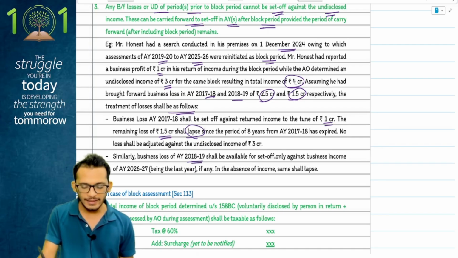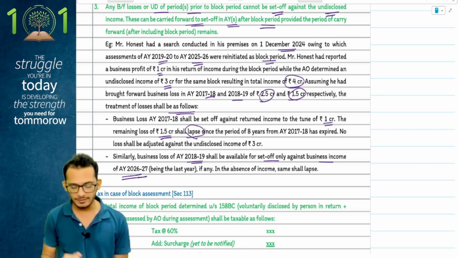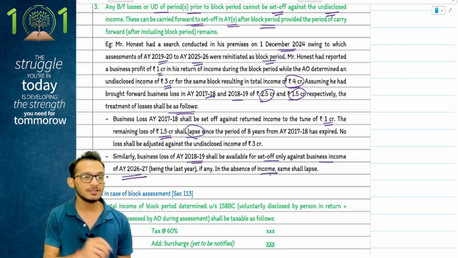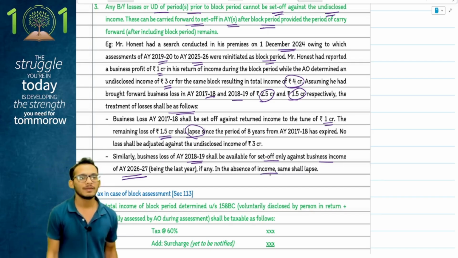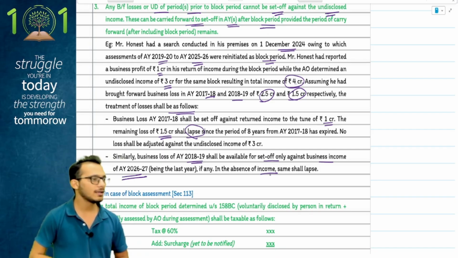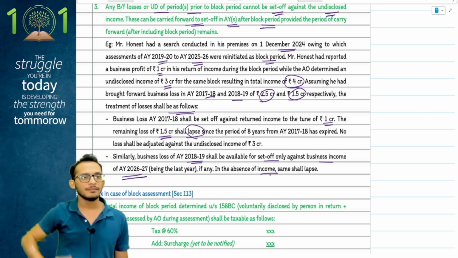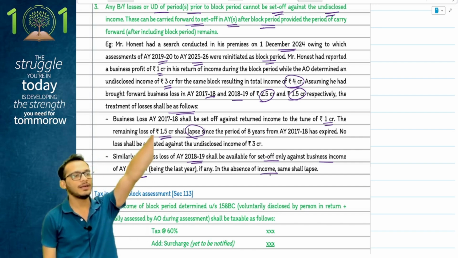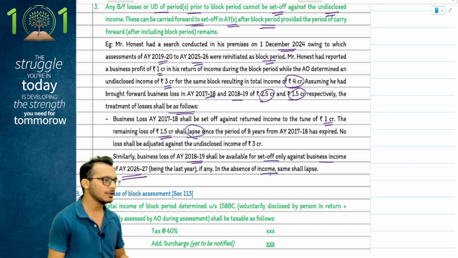Similarly, for 18-19, the same will be available for set off only against business income of 26-27, being the last of the 8 years. In case there is no such income in 26-27, that will also get lapsed. Yes or no? Yes. In simple words, people, whatever income you find out during search, keep it as a separate item and tax it separately.